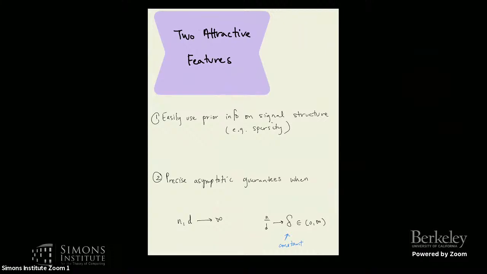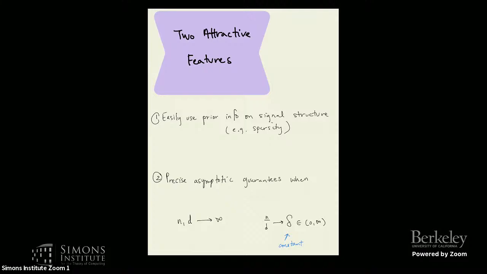Two of the attractive features that make AMP useful: first, AMP algorithms easily use prior information on the signal. It's easy to tailor the algorithms to exploit whatever knowledge you have about the signal. I'm thinking of things like low rank matrix estimation, where you might know that the signal generating the low rank matrix is actually sparse, and so it's easy within the AMP algorithms to exploit that information.